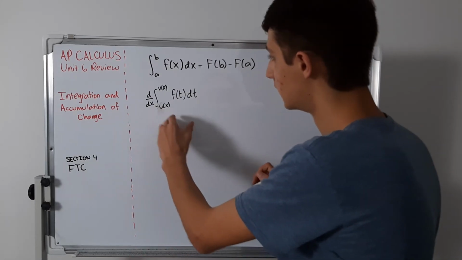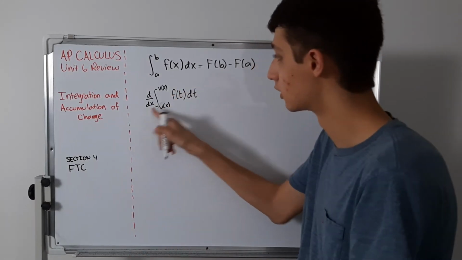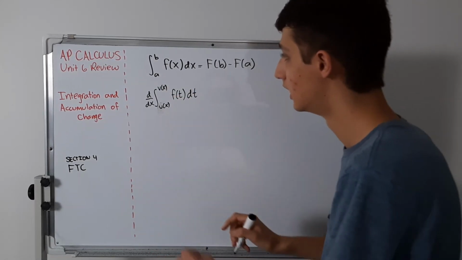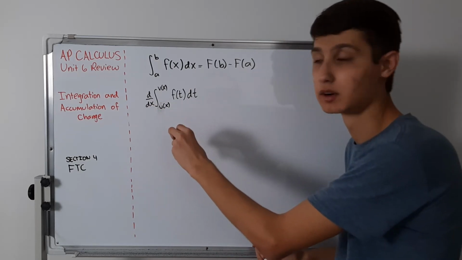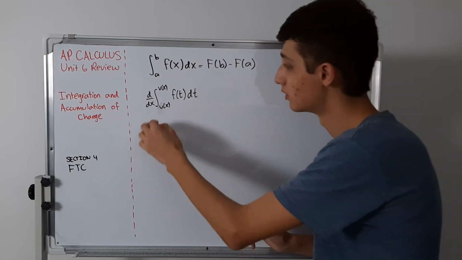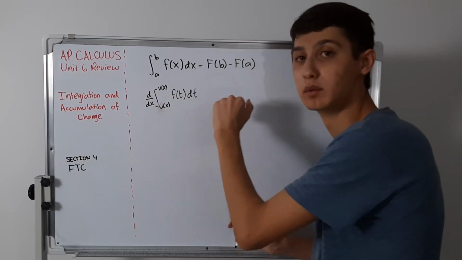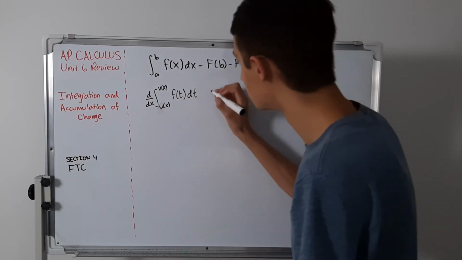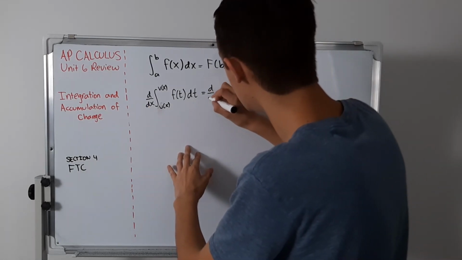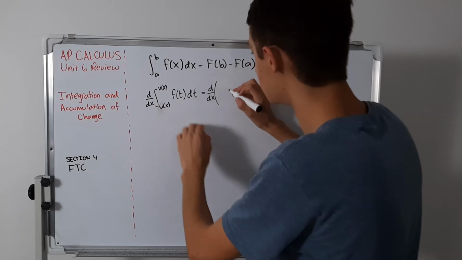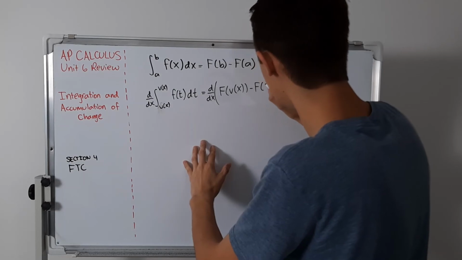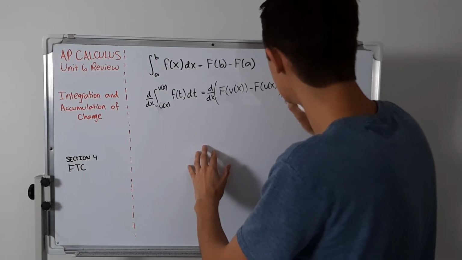But the derivative of a definite integral, I'm sorry, this is a definite integral. The derivative of an indefinite integral without the bounds is just going to give you the function back. But the derivative of this with these bounds will not give you that back. It'll be similar, but not quite. So again, we'll have capital F of v of x minus capital F of u of x, right?